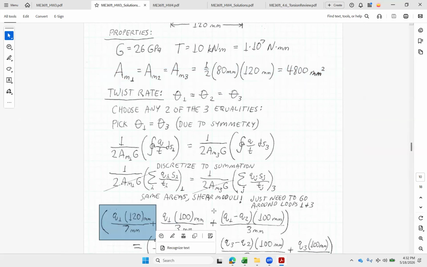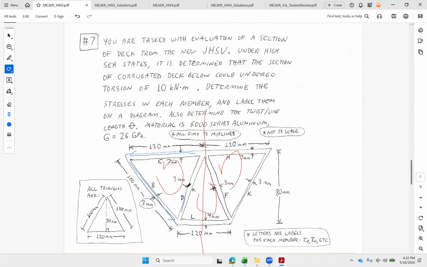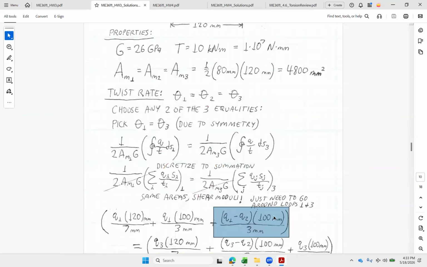And then lastly, I need to go up the web to complete the loop. So I'm going to be going up this way. Note that if I start and end right here, I have to go counterclockwise the same way on all of them. I go across the top and down here, all of those were just with Q1, and here I'm going with Q1 but against Q2. It's going to be Q1 minus Q2, and then that 100 divided by a thickness of 3. So that takes care of everything around that loop.